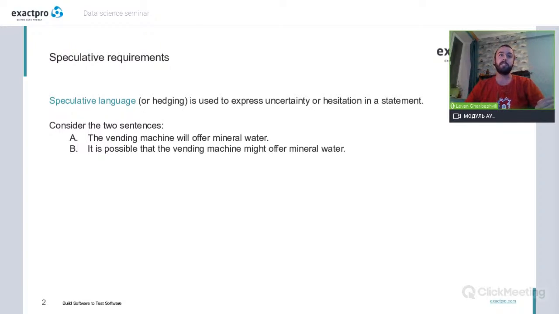Yeah, so sentence A is like a factual statement. We can see that the author of the statement is 100% sure that the vending machine will offer mineral water. So it's a really strong statement. In sentence B, we have a possibility. The author is not 100% sure, so he uses this tentative statement to express that what he talks about is just a possibility. And he uses this might and possible, like what Anton wrote.